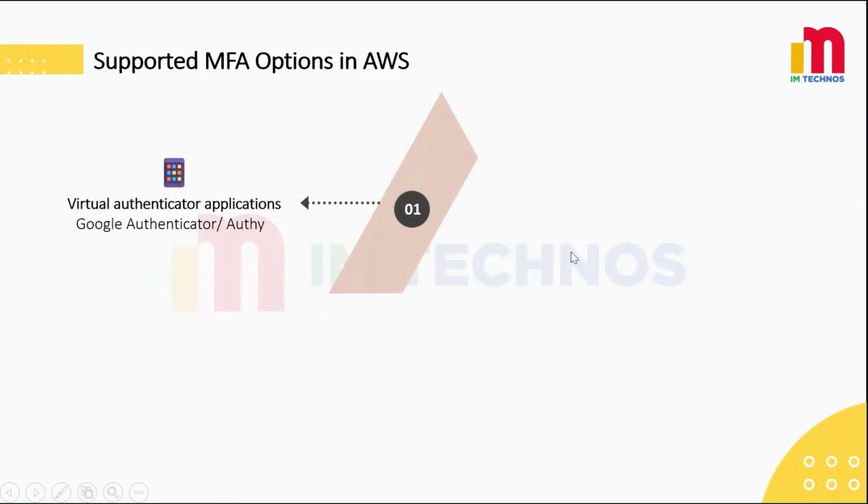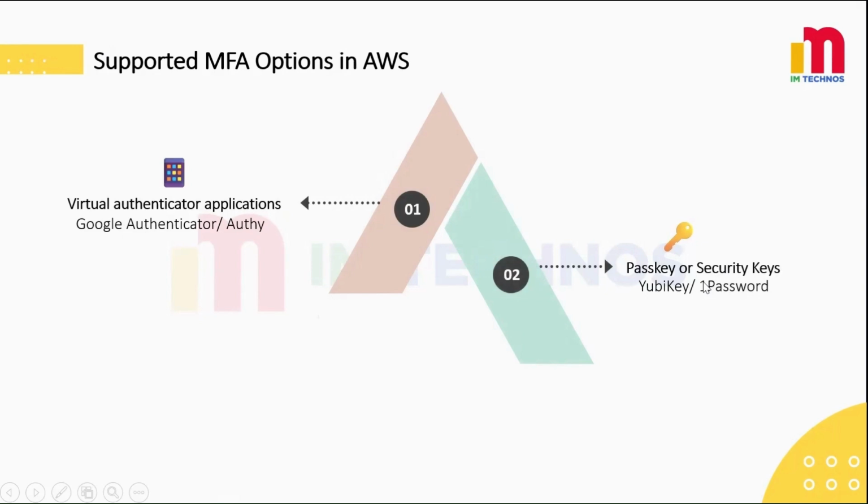Next, AWS supports passkeys or security keys. These are physical devices like YubiKey or built-in options in apps like 1Password. You simply plug them into a device or tap them to authenticate securely. They offer stronger protection against phishing attacks.